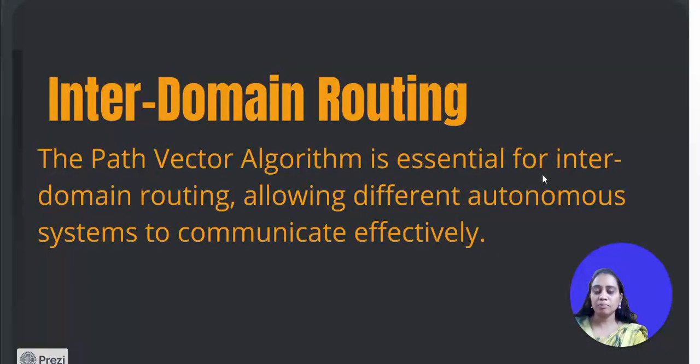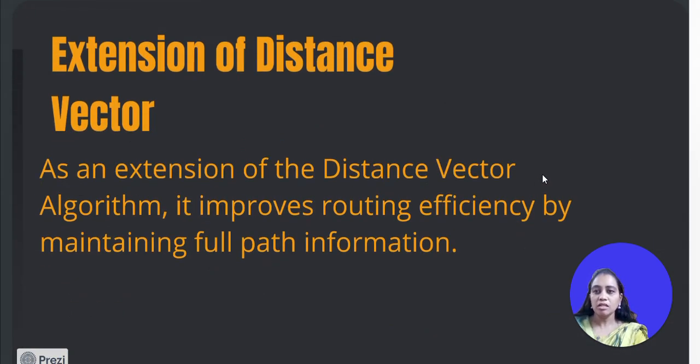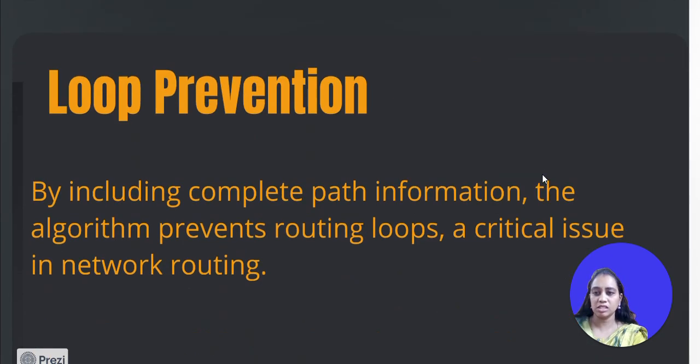So the path vector algorithm is an interdomain routing that allows different systems to communicate effectively. If you want to extend the distance, it improves routing efficiency, maintaining full path information. So if the distance of the path is high, then it maintains the efficiency.